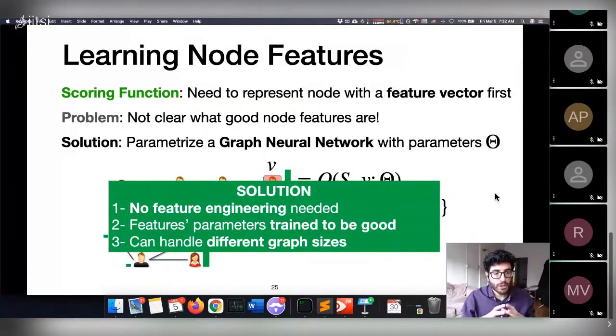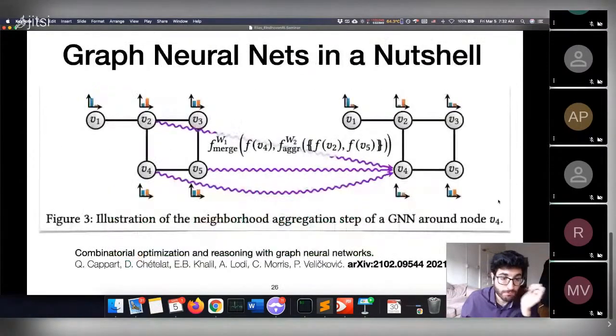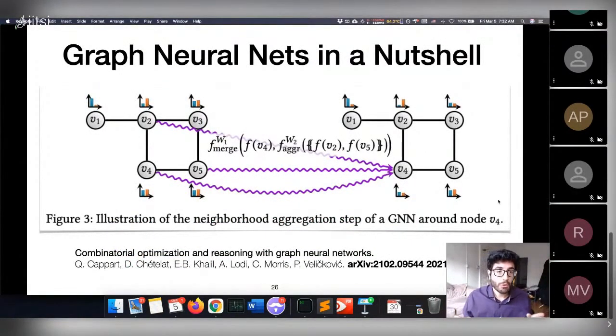And the graph neural networks are also invariant to graph size. So you can train this model to work on a graph with 100 nodes and then test it on much larger graphs potentially. So briefly, graph neural nets, generally the way they work is they do some kind of message passing between the nodes. So this is an illustration from a recent survey that we put out on this topic of using graph neural nets for combinatorial optimization reasoning, and also talks a bit about reinforcement learning in that setting.